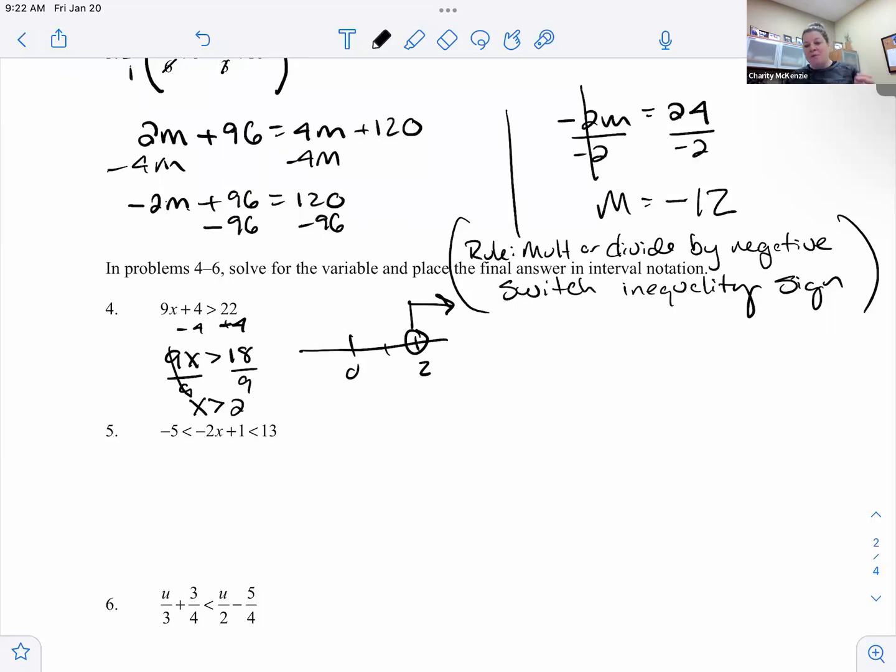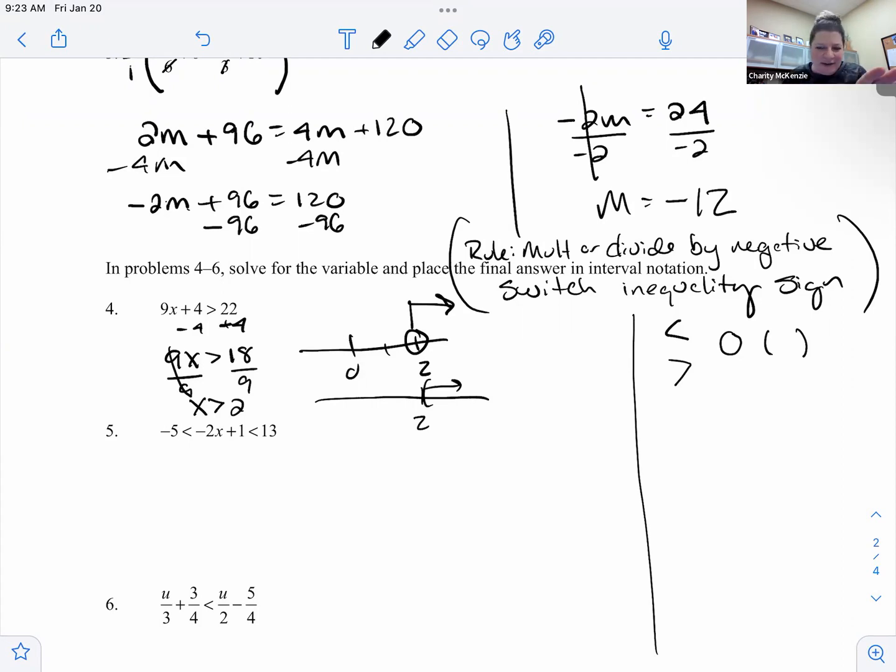Okay. So another symbol, I'll write this over here. If you have greater than or less than, like this, right? It's an open dot or a curved parenthesis. So I could have done this same graph at this 2 with a curved parenthesis. Why do you think we would use a curved parenthesis instead of an open dot?